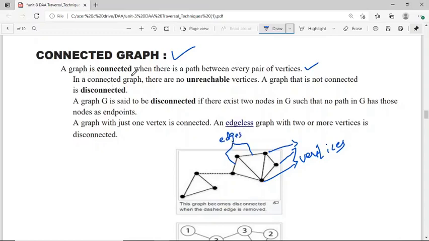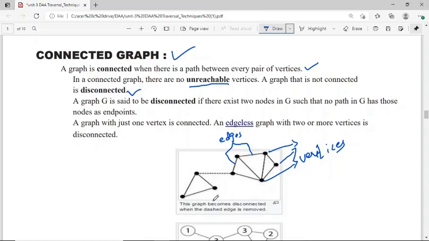So what is the connected graph? A graph is connected when there is a path between every pair of vertices. So it's all connected, like here edges, here edges, and it's all connected together. In a connected graph, there are no unreachable vertices. A graph that is not connected is disconnected.